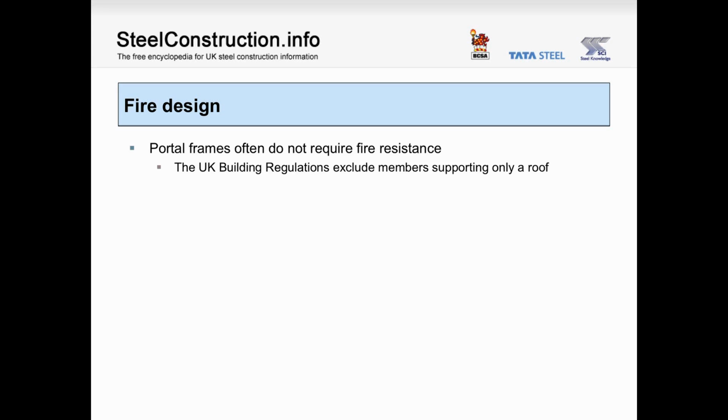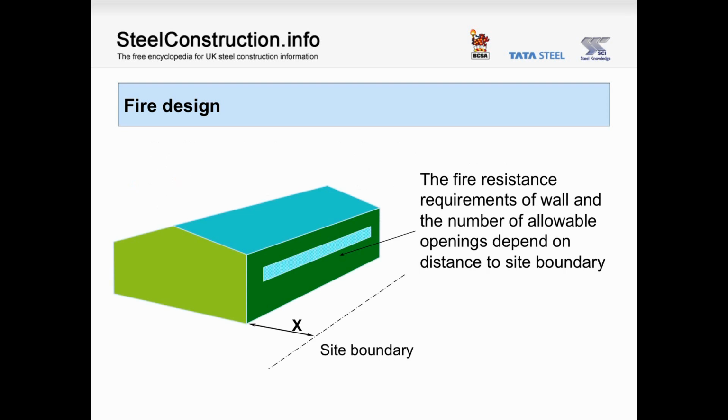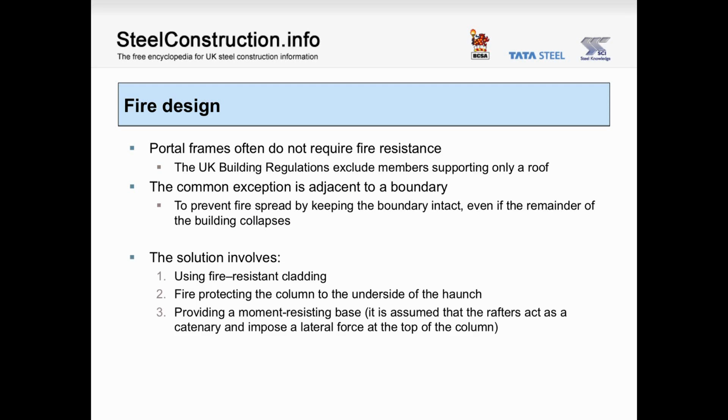Turning then to fire design, the only situation where we need to worry about fire design is if our portal frame is adjacent to a boundary, because if members are only supporting a roof, the building regulations say that no special provisions are required. So there will be a consideration about how close our structure is to a boundary, because the obligation is to prevent fire spreading from our structure to the neighbouring structure. That situation is controlled by a three-stage process.